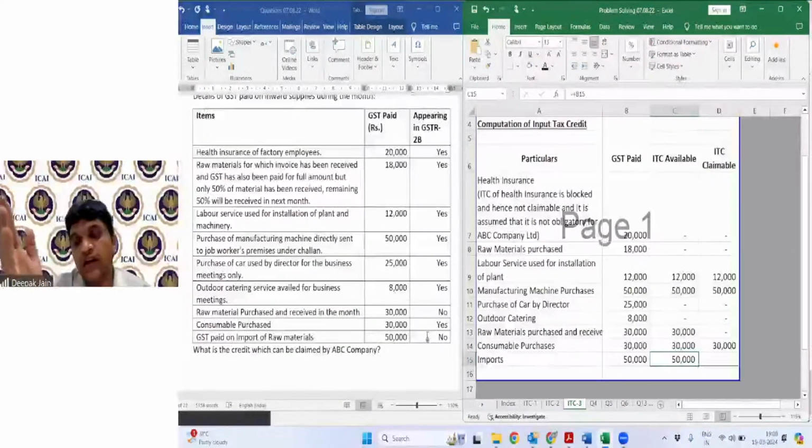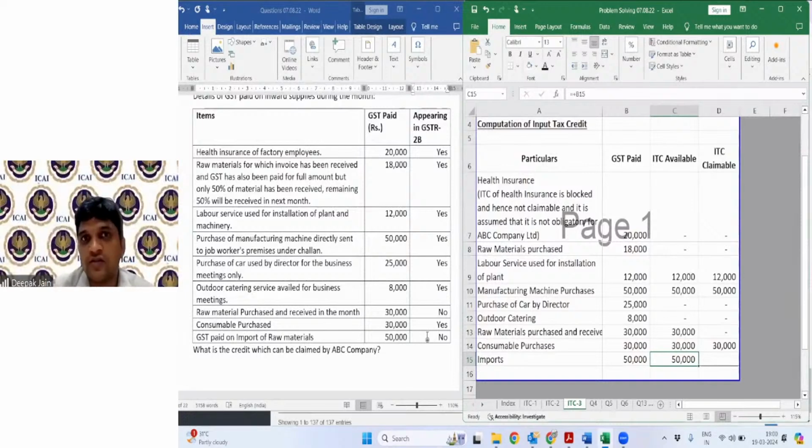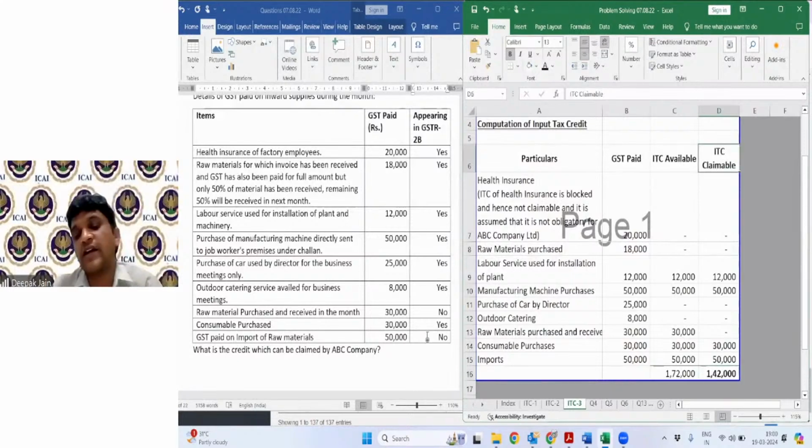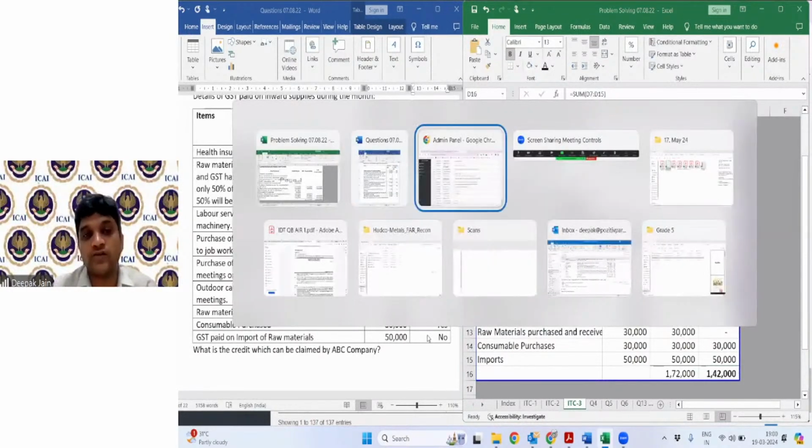You have the bill of entry and that is a supplier who is supplying outside India and it is charged on import of goods, correct? So on that, in spite of not appearing in 2B, and for reverse charge, these are the two exceptions where it is not appearing in 2B, still you can claim it. So this is the exception: when you're importing goods on which you're paying GST, even if it is not appearing in 2B, you can still claim it. So your ITC claimable is 1,42,000 rupees.